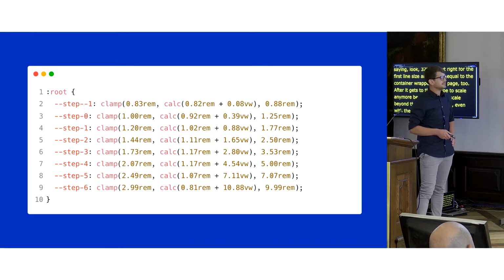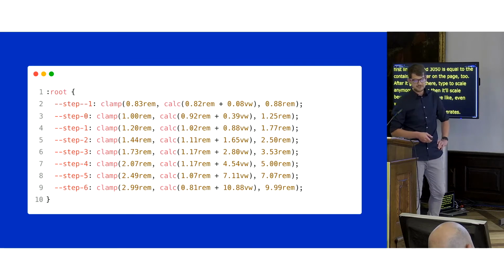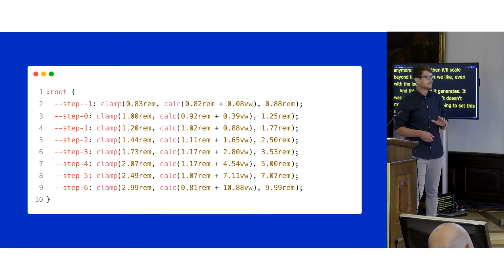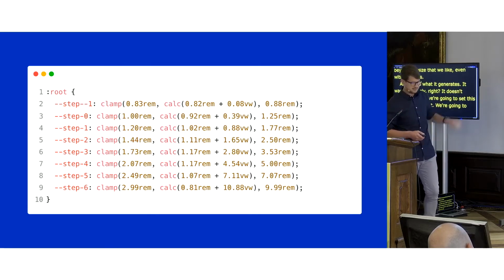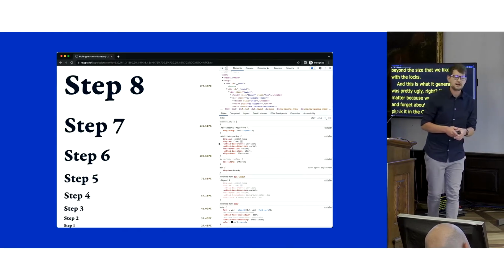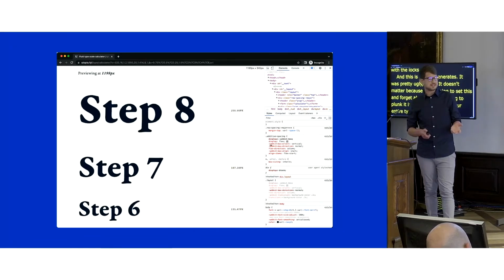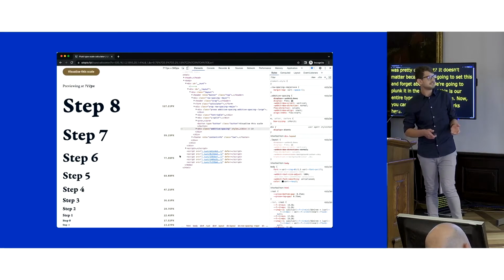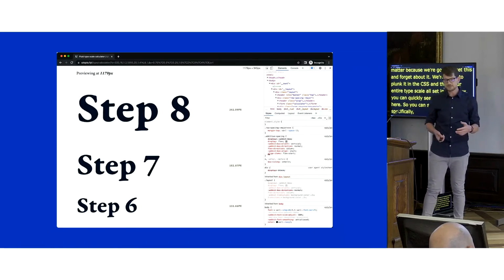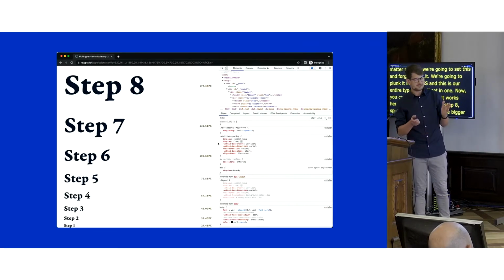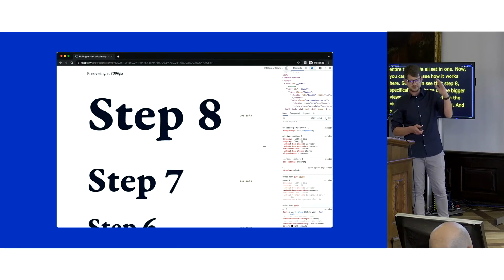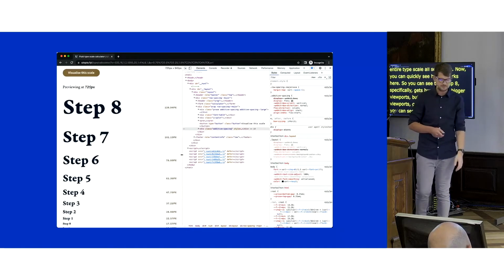And this is what that tool generates. Looks pretty ugly, right? But it doesn't matter, because we're going to set this and we're going to forget about it. We're just going to plonk it in our CSS, and then this is our entire type scale, all set in one. Now, you can quickly see how it works here. So you can see like that step 8 specifically gets huge on the bigger viewports, but as we go down the viewports, it gets really nice and small. And you can see the way that the growth changes as well, and the shape changes as we move through the viewports too.